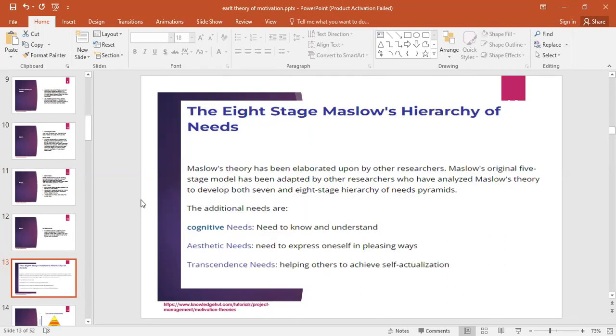Now, researchers proposed the 8-stage Maslow hierarchy of needs. Maslow's theory has been elaborated upon by other researchers. Maslow's original 5-stage model has been adapted by other researchers who have analyzed Maslow's theory and developed both 7 and 8-stage hierarchies of needs. The additional needs added to the basic 5-stage hierarchy are cognitive needs, aesthetic needs, and transcendence needs. What are cognitive needs? The need to know and understand. Aesthetic needs: expressing oneself in a pleasing way. And transcendence needs: helping others to achieve self-actualization.